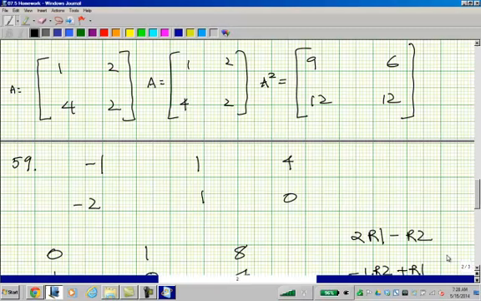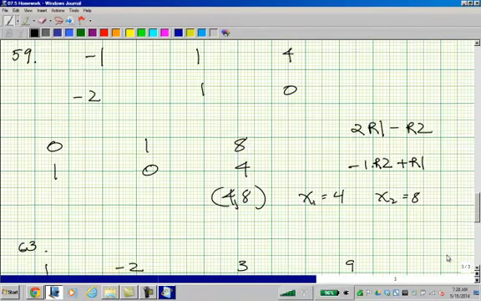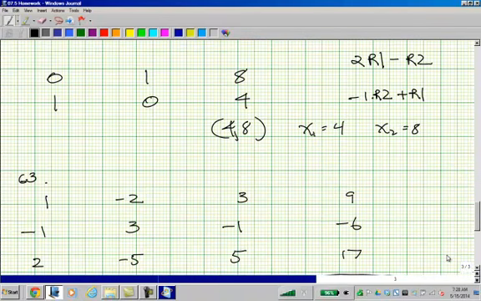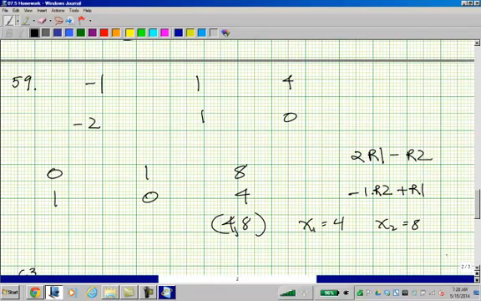Okay, so let's go to the journal. So I write out an augmented matrix with the coefficients, negative 1, 1, 4, negative 2, 1, 0. And I start doing the row manipulations. So the first row will be negative 2 times R1 minus R2, 2 times R1 minus R2. Okay, so that'll be negative 2 plus 2, that's 0. And so then I get 0, 1, and 8 in the first row.